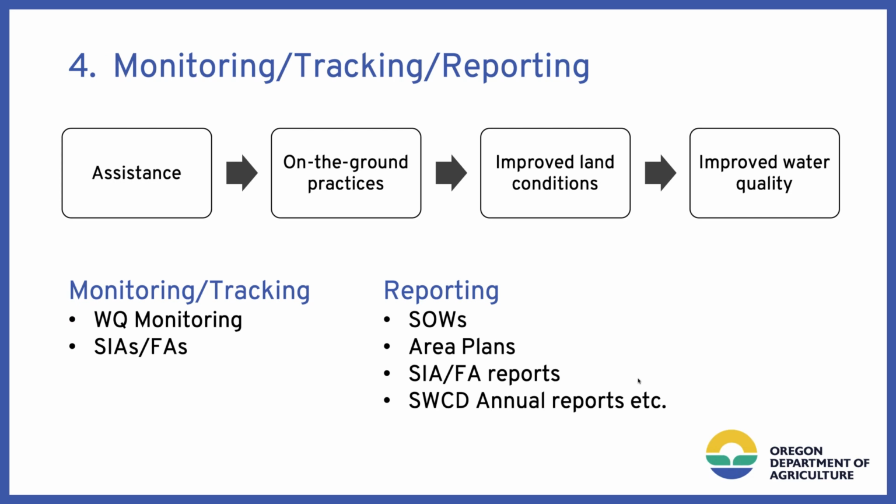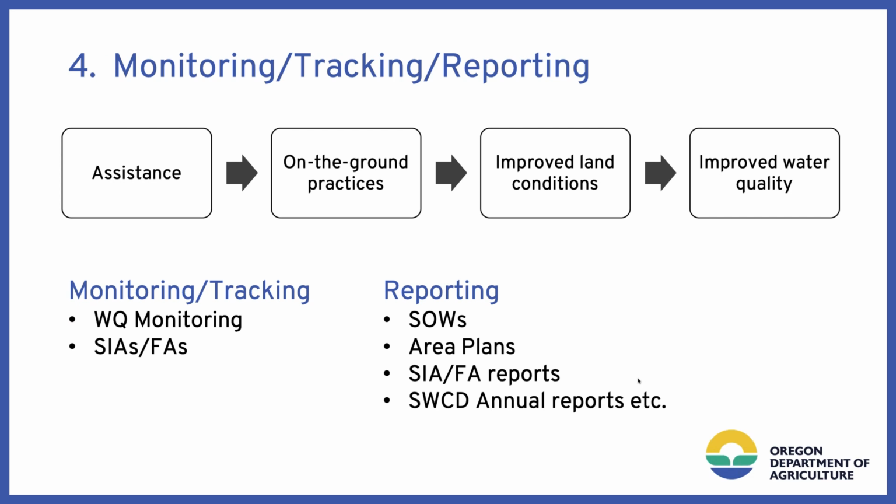So maybe NRCS spent $3.2 million in some watershed helping with converting irrigation and doing a bunch of other things. And did it make a difference? Did it really improve anything? What kind of bang did we get for that buck?